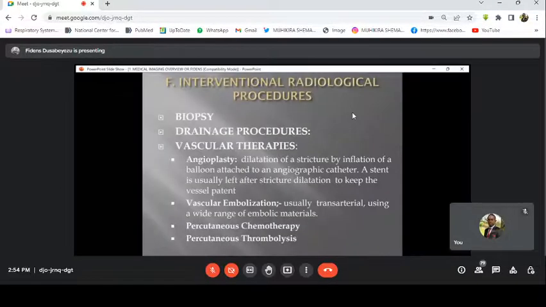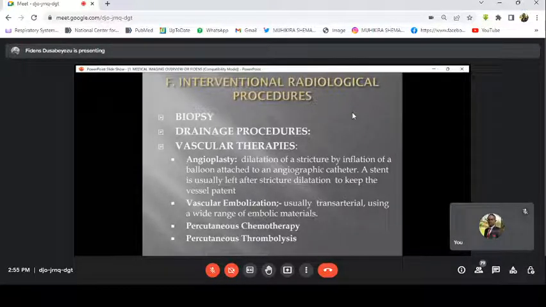In interventional radiology, we do drainage procedures. We do vascular therapies, like in angioplasty, where we are dilating a vessel when there is a stenosis, or we are just injecting some medication for what you call vascular embolization, like there is a tumor somewhere, and you send some product into the vessel to go and now block a vessel supplying that tumor. And after some time, the tumor will shrink. That's called vascular embolization. What we call percutaneous chemotherapy, through the skin.